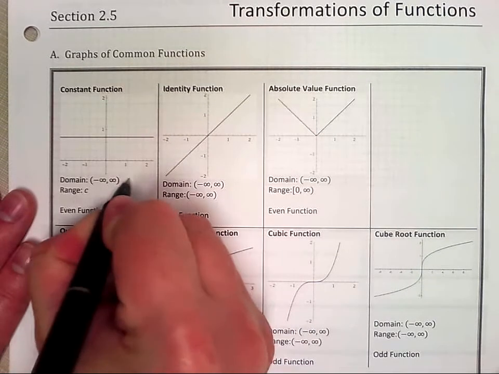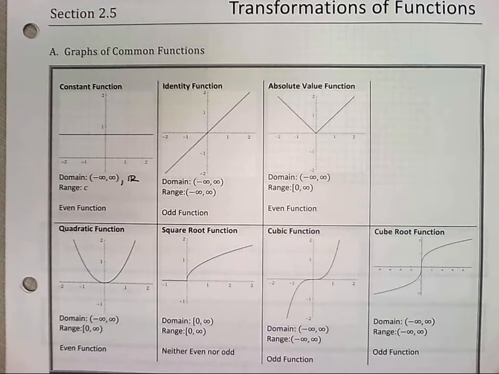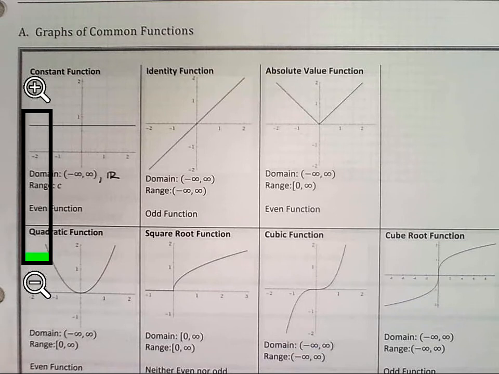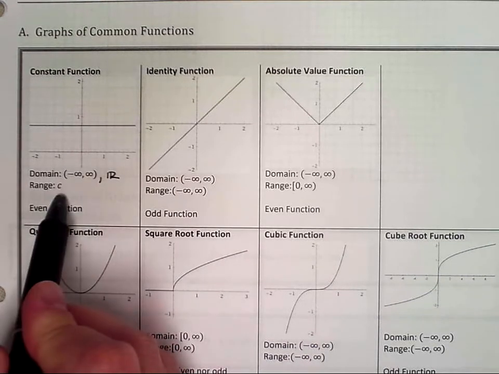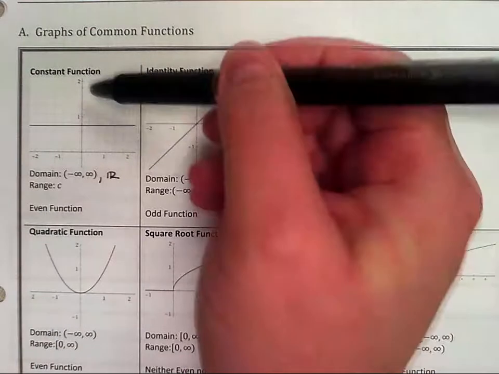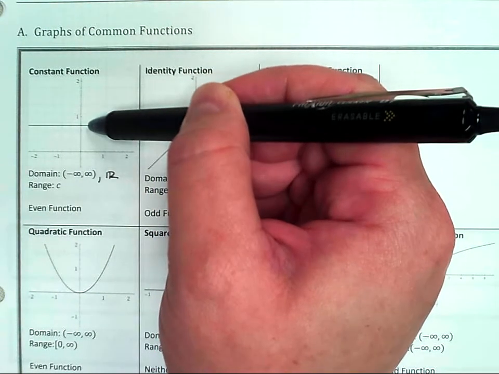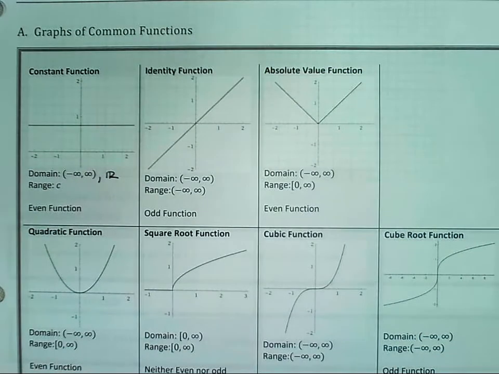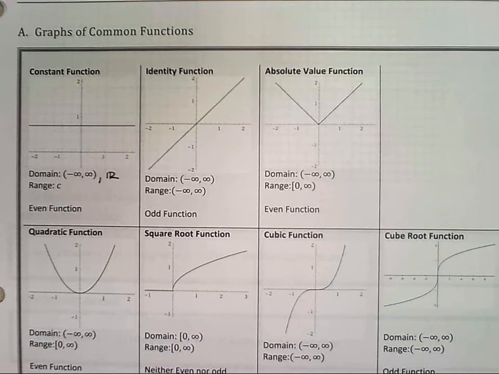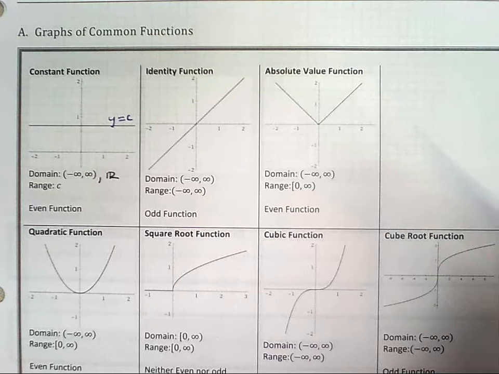So another way to say negative infinity to positive infinity is that fancy R, right? So either way. And the range is C. So what is C? I'm looking at my possible y values, and I only have one, right? So that's my C. What's the equation for a horizontal line again? y equals some number C, right?